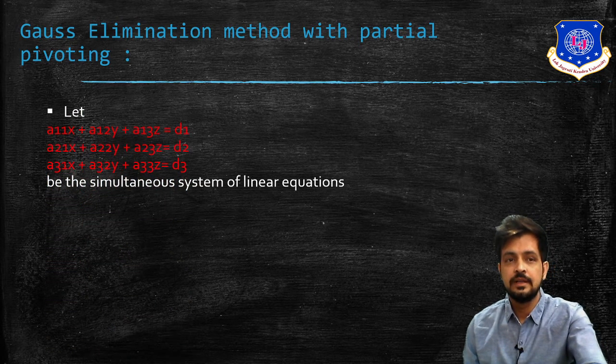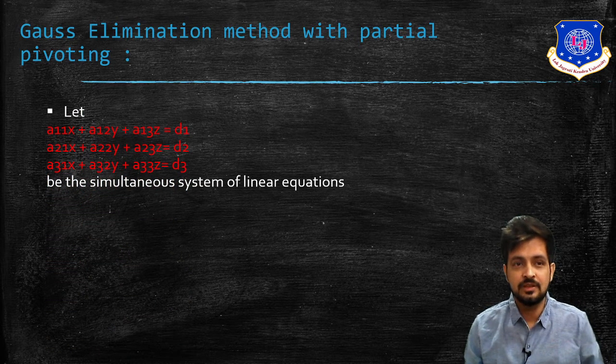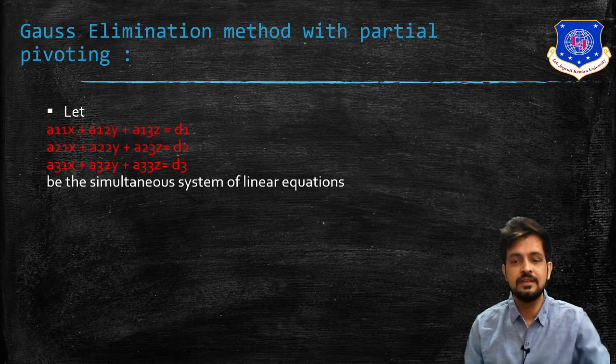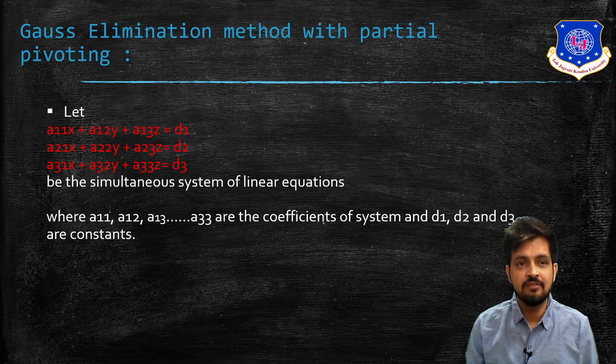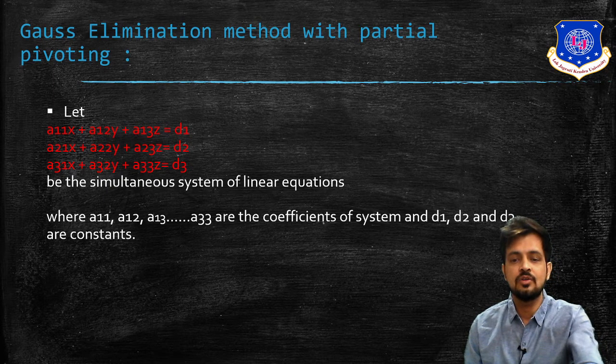In this method also, a system of three linear equations will be given. A11x plus A12y plus A13z is equal to D1. A21x plus A22y plus A23z is equal to D2. And A31x plus A32y plus A33z is equal to D3 is the given system of linear equations, where we have already studied that A11, A12, A13 and so on are the system coefficients, and D1, D2, D3 are the constants.